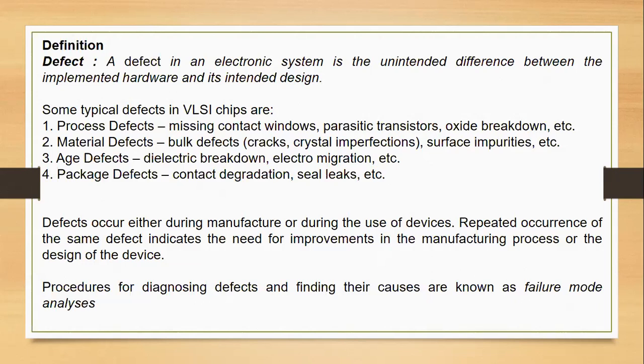Age defects include dielectric breakdown or electromigration, etc. And package defects come with contact degradation and seal leaks. Seal leaks mean there is some leakage at the component level, for example if the package itself is opened or used before placing that component. That can be defined as a package defect.